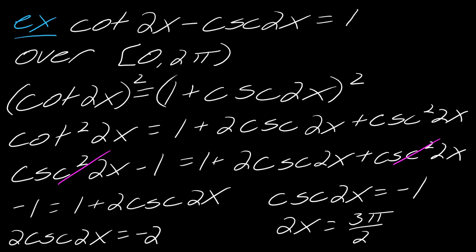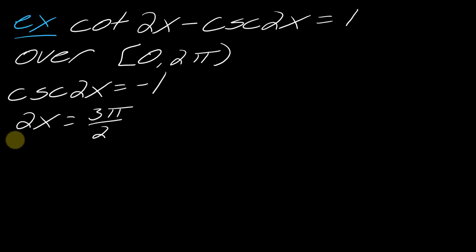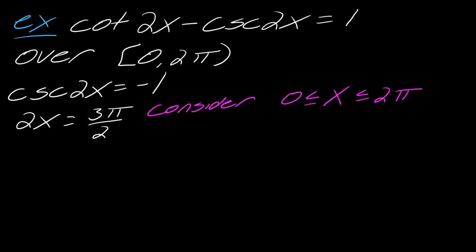So pause here and try to make that argument to yourself, and then hit play when you think you've got it. Okay, so we said that we found this one solution. So I had this 2x equals 3 pi over 2. But remember, when we thought of this solution, we're looking at x between 0 and 2 pi. And we don't have just x here, right? We have 2x.